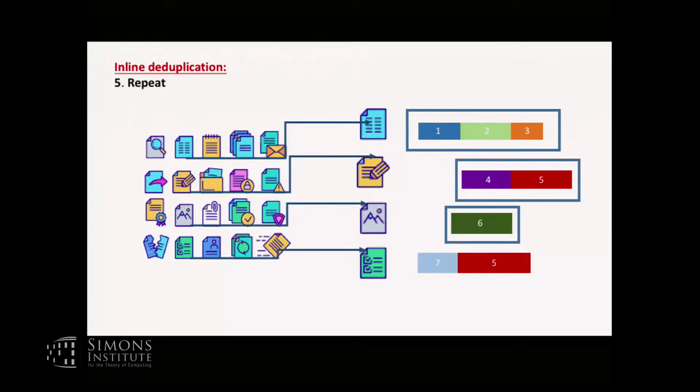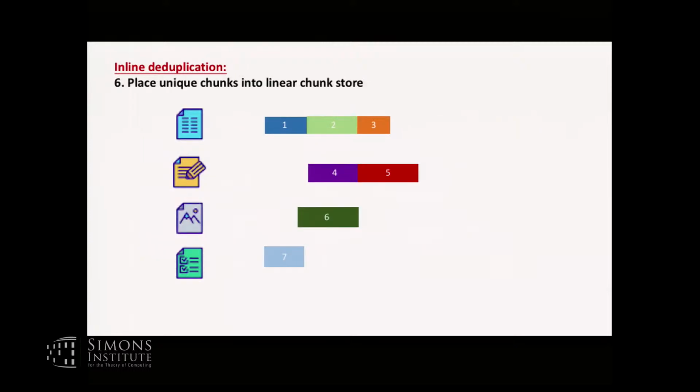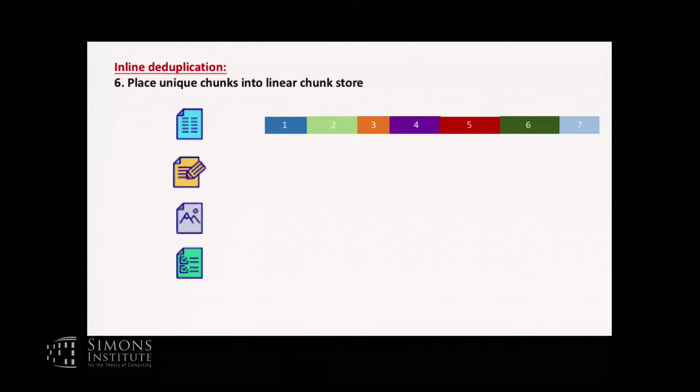You will do, let's say here, 7, 5. You will realize that 7 is a unique chunk. And if I summarize them here, what you kept doing is you kept adding the unique chunks into a chunk store one after another after you removed everything that was redundant.